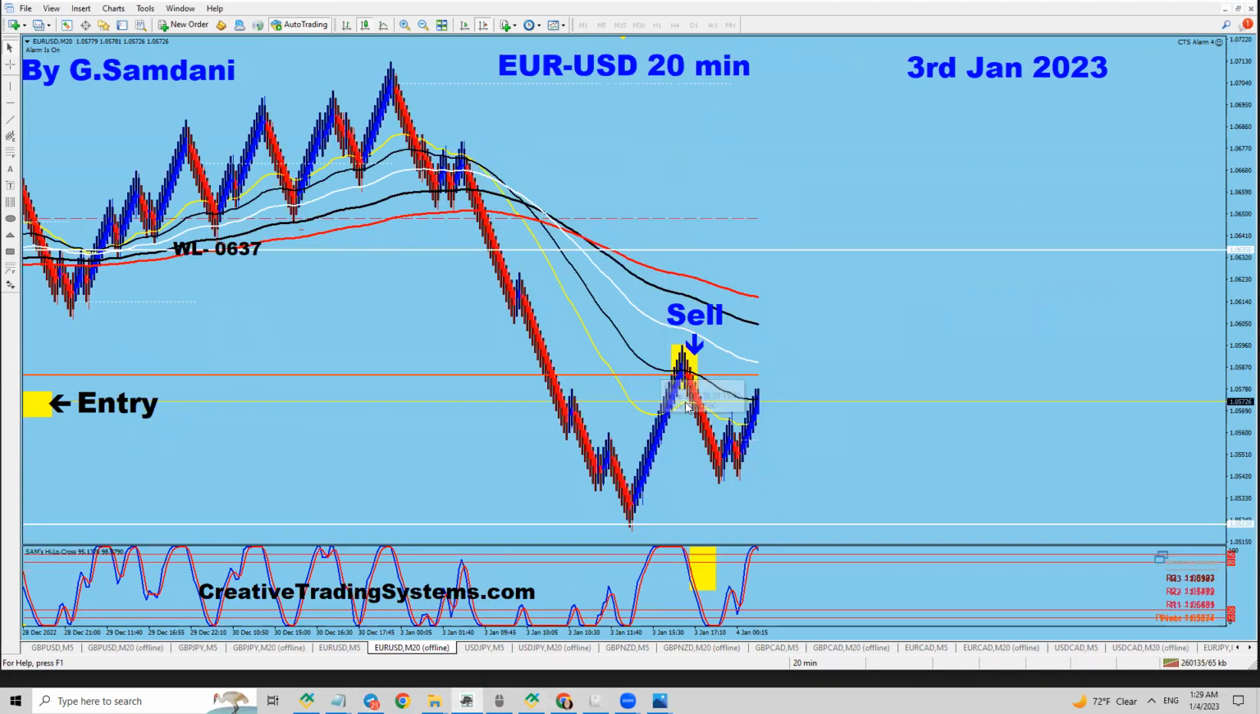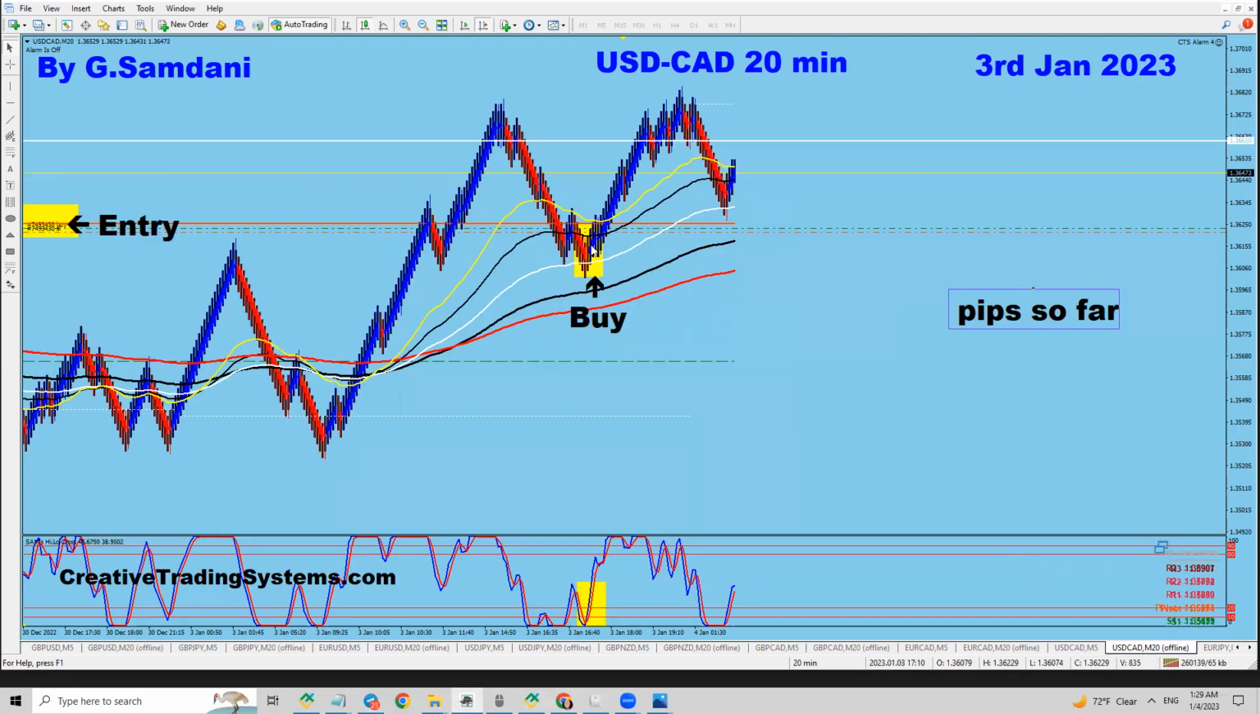Got knocked out. It dropped here, sitting on the break even, and boom, it's gone. So this one again gone. SL hit on a break even. Now USD CAD, it went up 50, 55 pips. Then it came back down here very close to my SL.